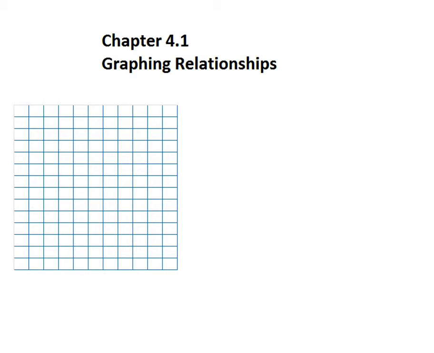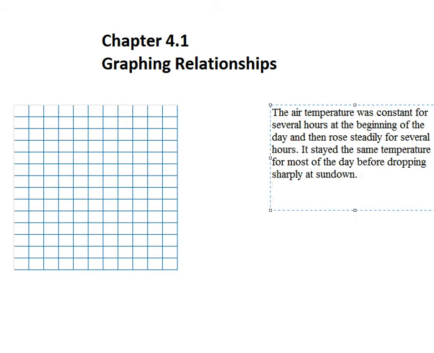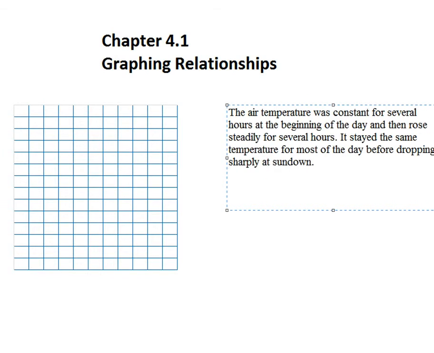Alright, so our first problem is: the air temperature was constant for several hours at the beginning of the day and then rose steadily for several hours. It stayed the same temperature for most of the day before dropping sharply at sundown. So we want to make that graph.